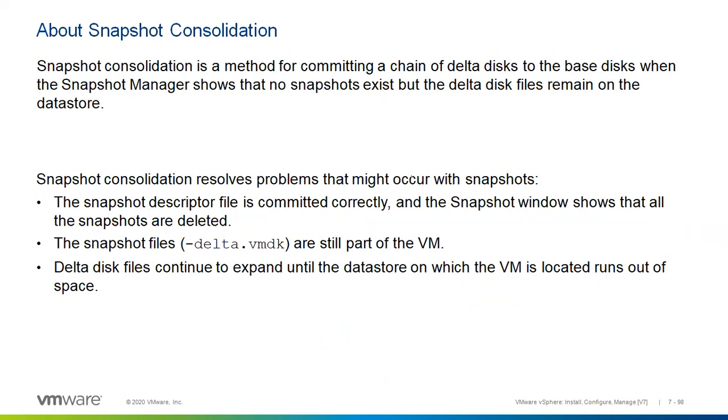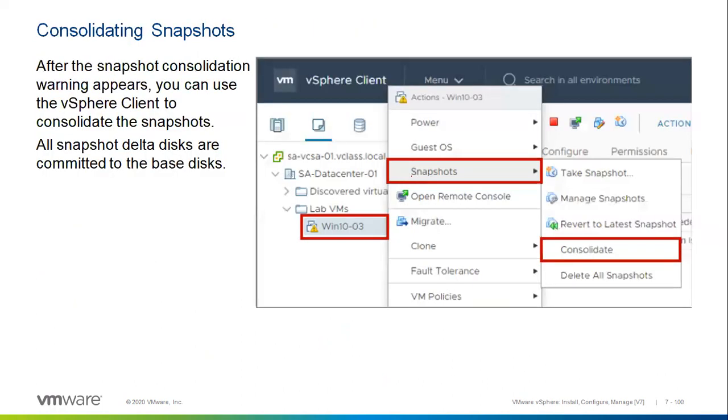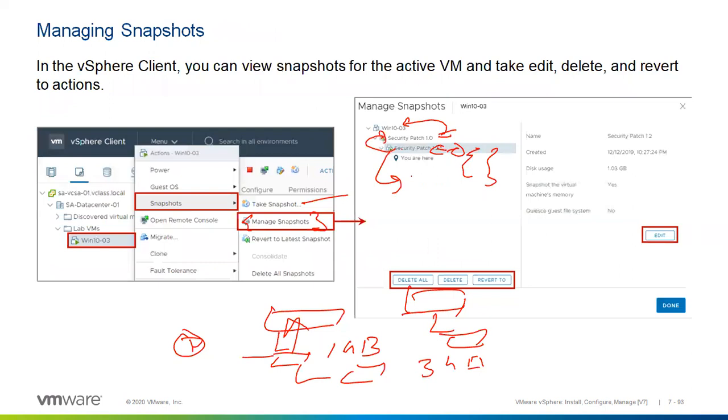The parent is always the disk under the snapshot disk. Like in this example, for this delta, this is the parent. For this delta, this is the parent. So whenever I delete this, it will merge here. It will not directly merge here. Whenever I delete this, it will merge here, not to the bottom and not to the top.